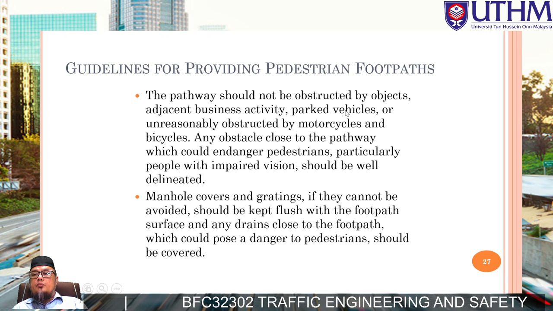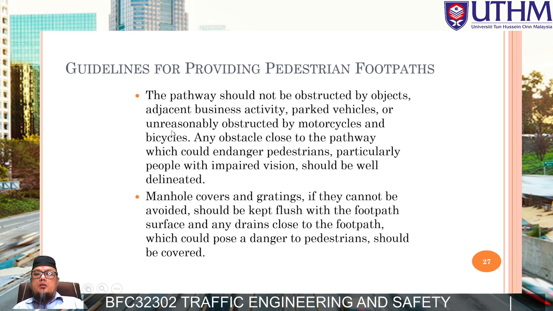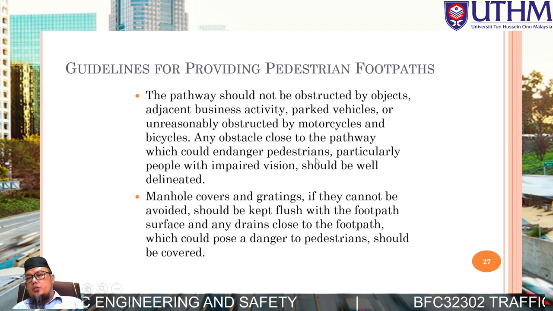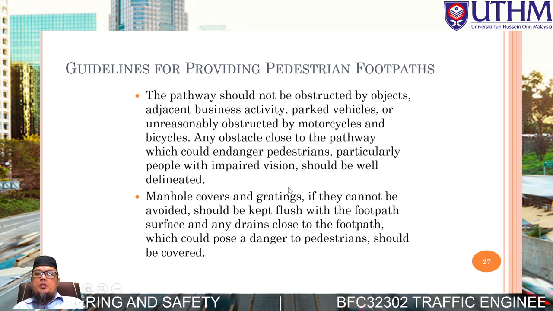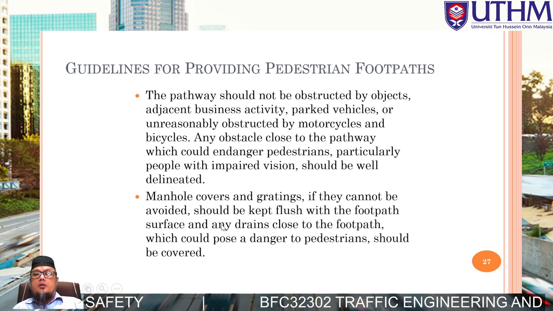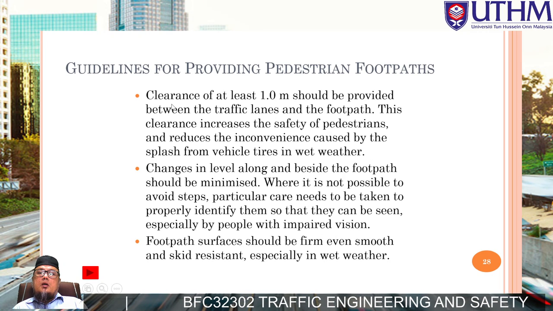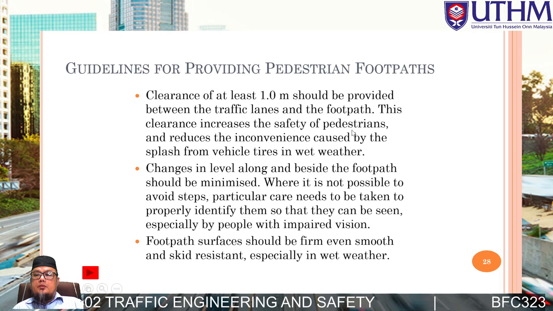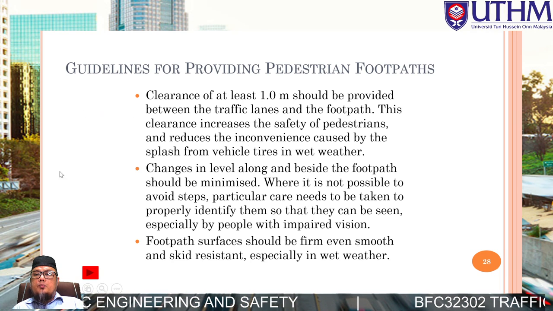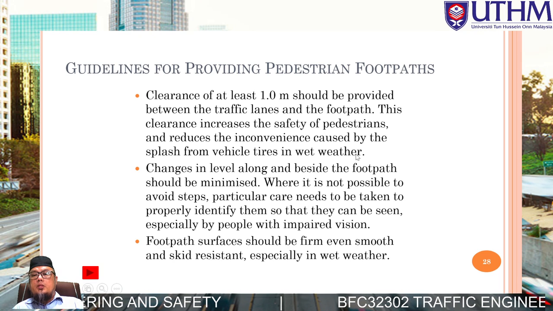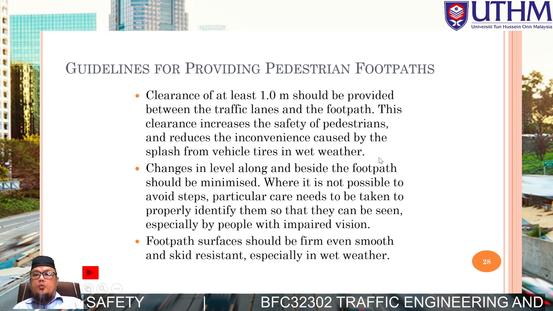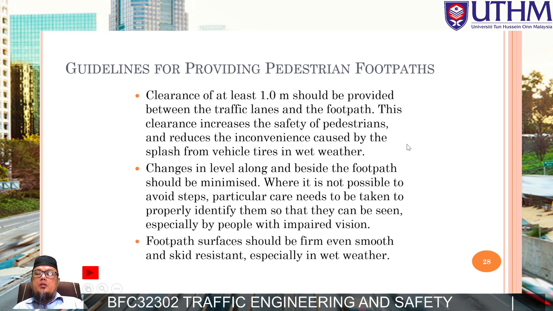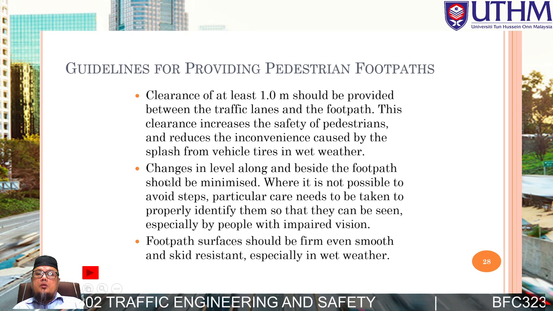The pathway should not be obstructed by objects at junctions, business activity, parked vehicles, or unreasonably obstructed by motorcycles and bicycles. Any obstacle close to the pathway which could endanger pedestrians, particularly people with impaired vision, should be well delineated. Clearance of at least 1 meter should be provided between traffic lanes and the footpath. This clearance increases the safety of pedestrians and reduces the inconvenience caused by splash from vehicle tires in the wet. That's why we need a clearance of at least 1 meter, because sometimes in wet conditions there is water ponding. By having some clearance or buffer of 1 meter, this gives some protection so that pedestrians are not affected by any splash from the water or the ponding area.